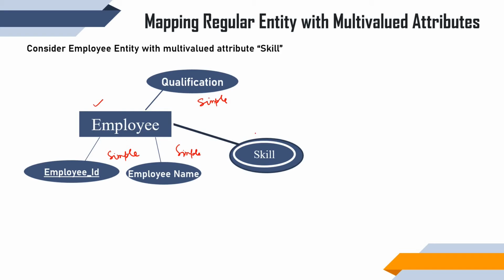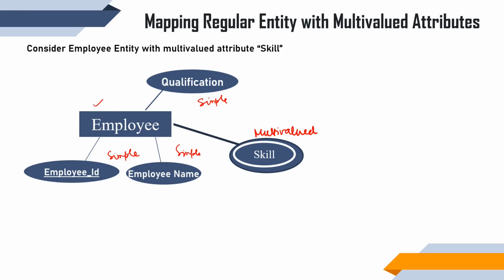But what about skill? Skill is not a simple attribute, it's multi-valued, because an employee can have multiple skills. Maybe he knows Java, C, C++, and so on. That means he has got 4 skills, right? So in that case, skill is a multi-valued attribute. So how should I take care of that kind of multi-valued attribute?